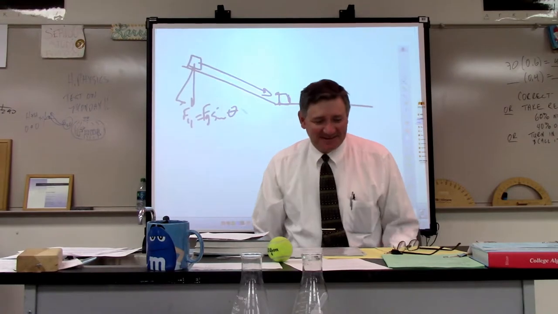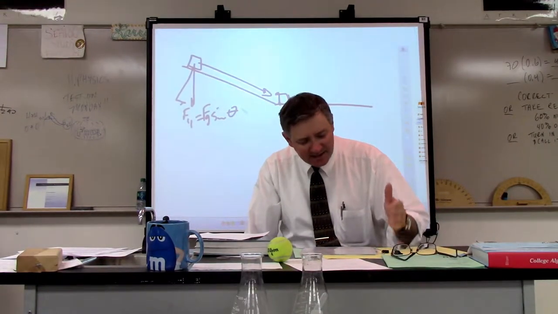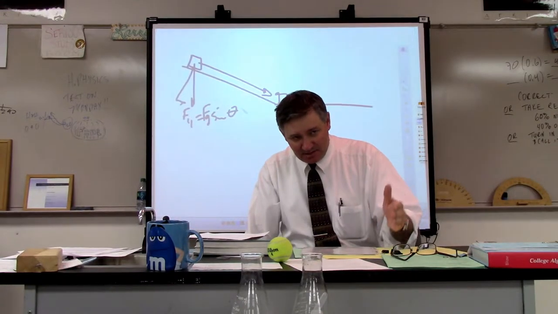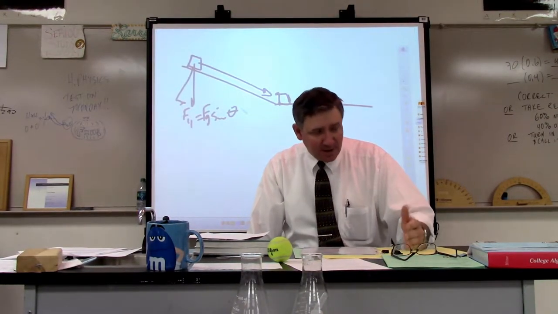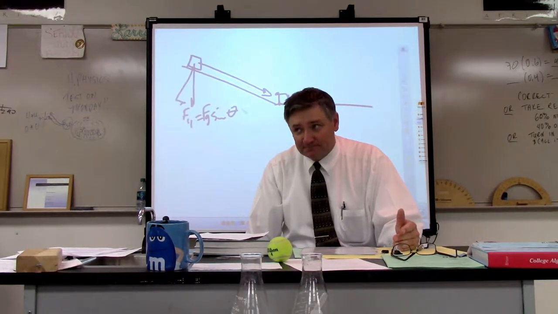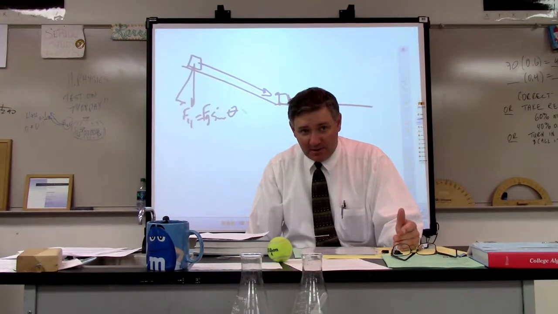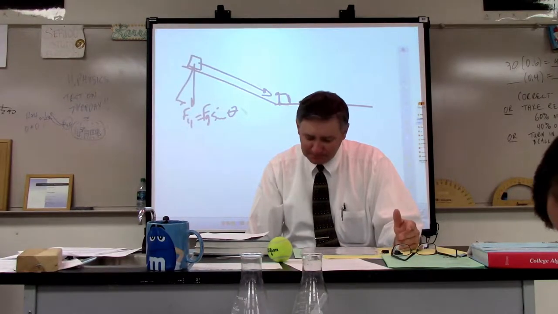Wait, a equals g sine theta? It's okay, I'm already halfway through. No, it's fine. Because if 10A is wrong, everything else is going to be wrong. So your answer to 10A should be a little bit above 3 meters per second squared. A little bit above 3. Good with that?